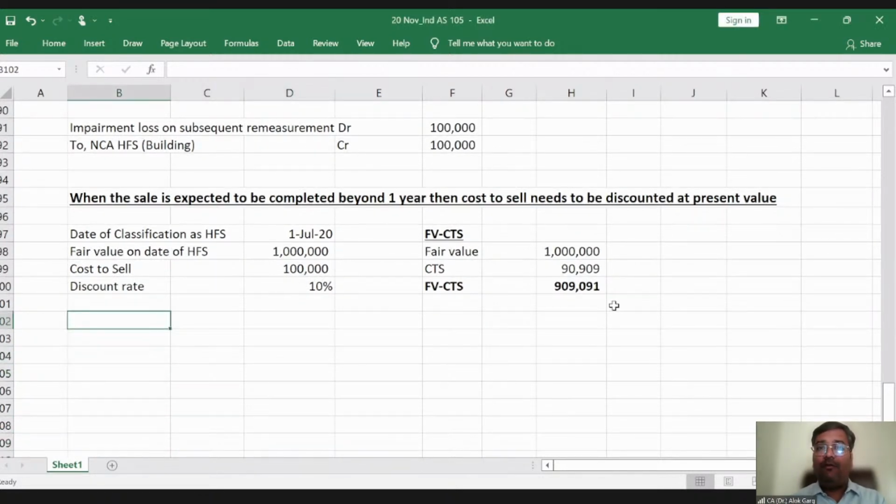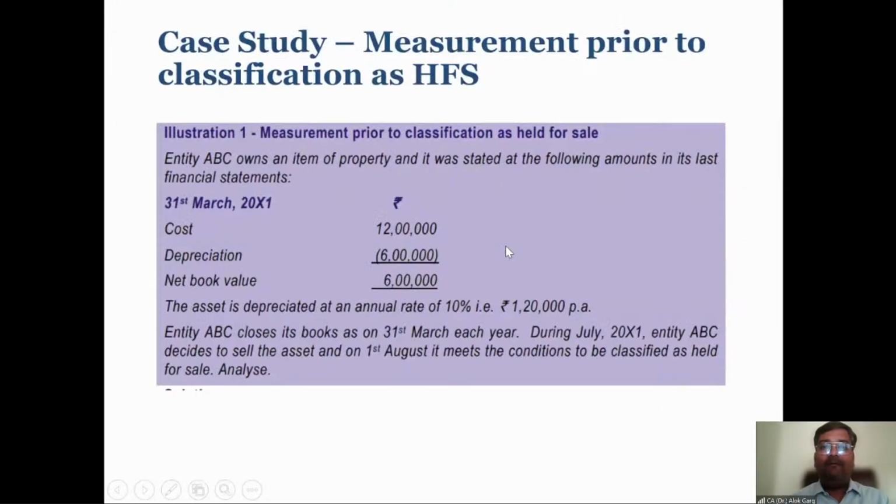I hope it is clear to all of you now. Now let's discuss an important case study, a case study on measurement prior to classification as held for sale. Entity ABC owns an item of property and it was stated at the following amounts in the last financial statement.